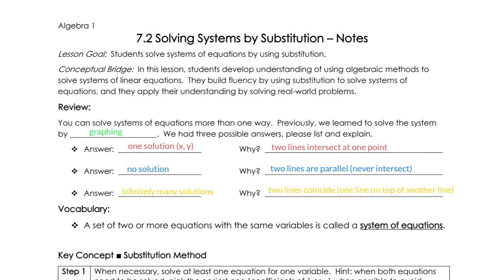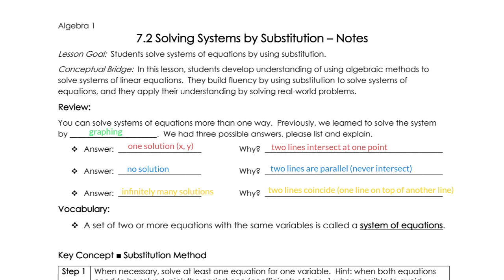Just to review really quick as well, if the 2 lines were parallel, they had the same slope but different y-intercepts. If the 2 lines coincided or they were directly on top of each other, then they had the exact same equation. They had the same slope and the same y-intercept. Just another reminder, when we graphed, and it was infinitely many solutions, we put double arrows on the line to show that there were 2 lines there.